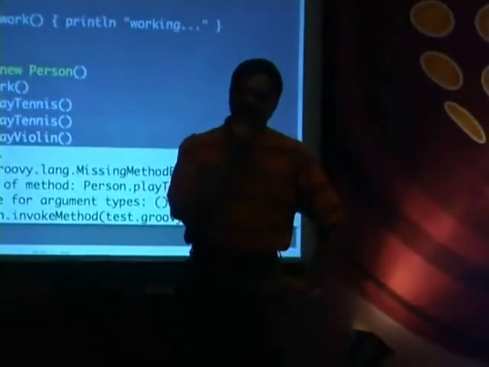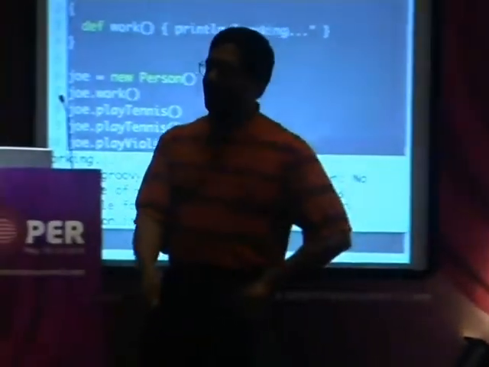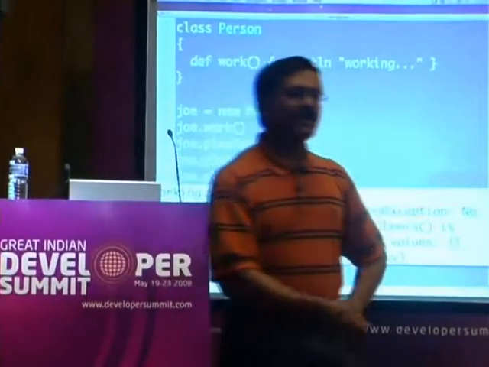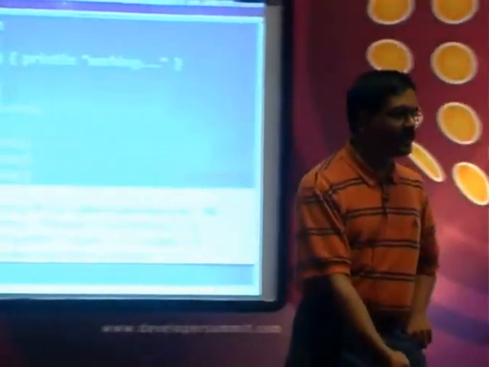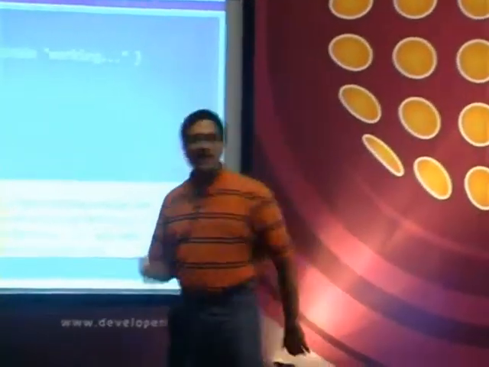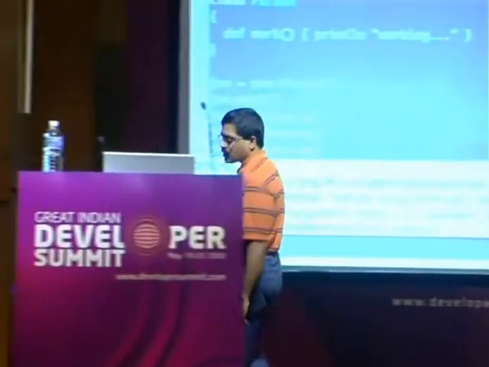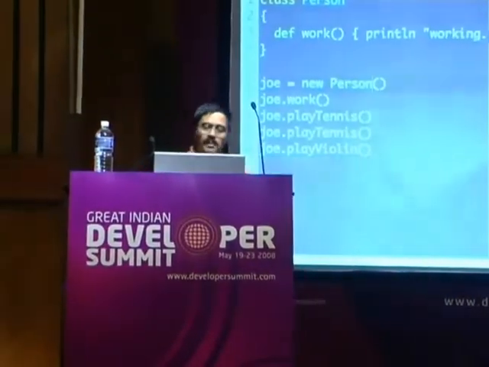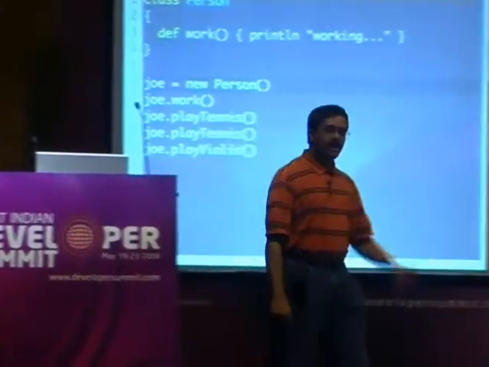So you say, okay, how can I make this Joe really dynamic? He goes out to the crowd and he says, you guys are playing tennis, I want to play tennis too, right? That's where the method missing comes in. So you want to be able to dynamically generate this. So what am I going to do? Of course, Joe plays tennis, plays violin, but Joe is still a good guy.